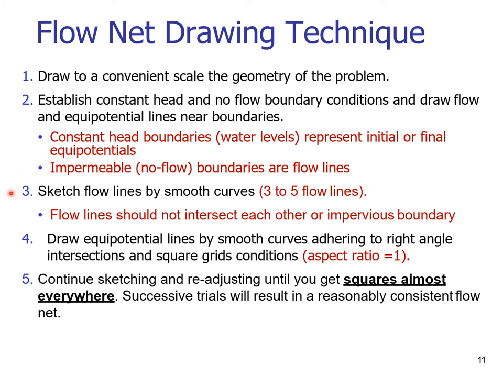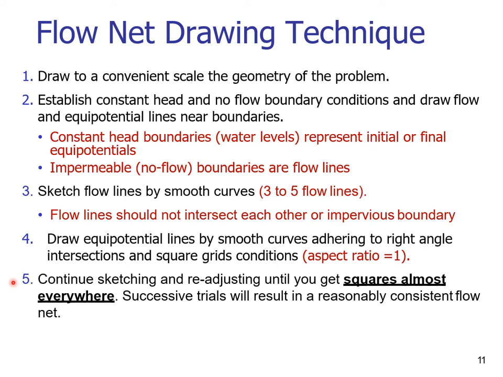Next step is sketch flow lines by smooth curves, 3 to 5 flow lines. Flow lines should not intersect each other or impervious boundary. Next step, draw equipotential lines by smooth curves adhering to right angle intersections and square grid condition. So aspect ratio is equal to 1.